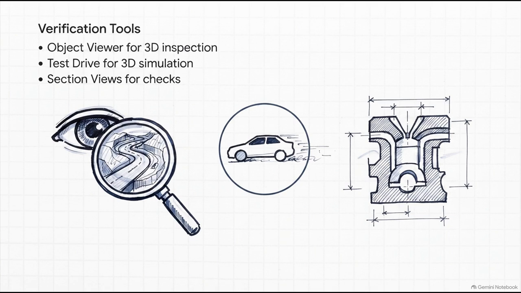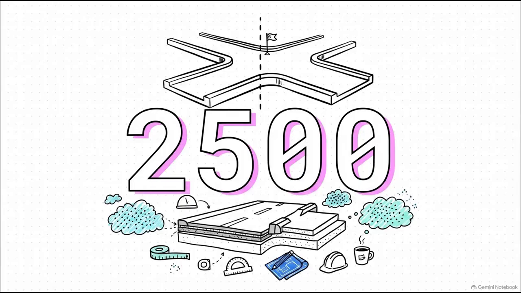First, they use the Object Viewer for a quick, rotatable 3D visual inspection to spot any glaring glitches. Second, they can run a virtual test drive, sort of traveling down the corridor in a conceptual or wireframe simulation to dynamically experience the road surface. But the ultimate test of structural integrity relies on tool number 3, section views. Section views allow you to essentially slice the road like a loaf of bread.